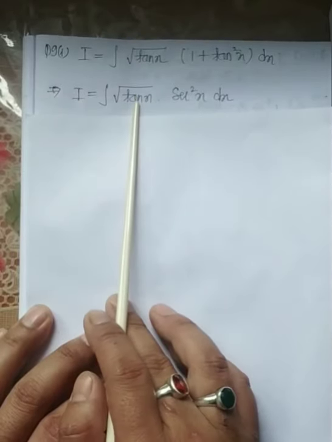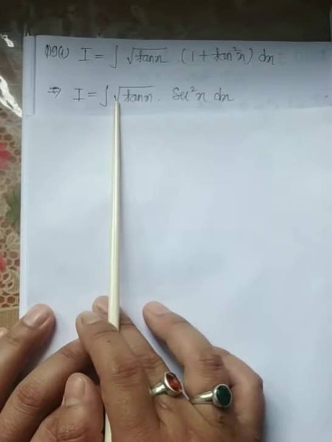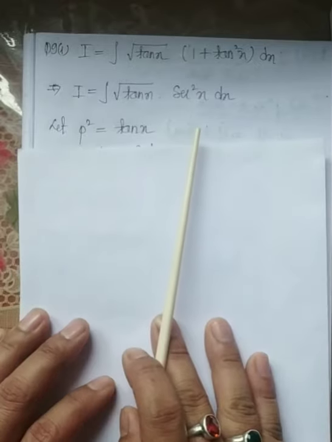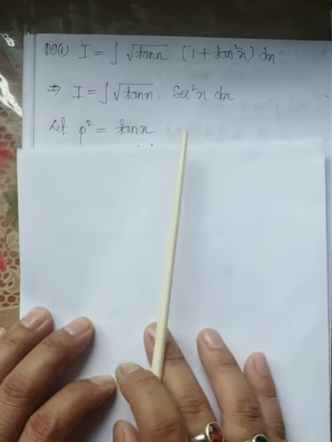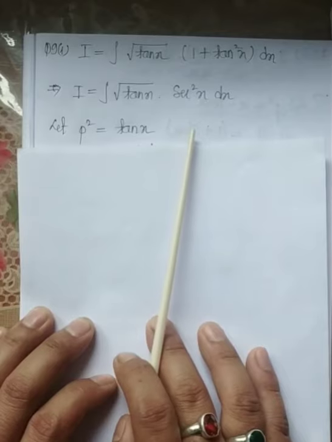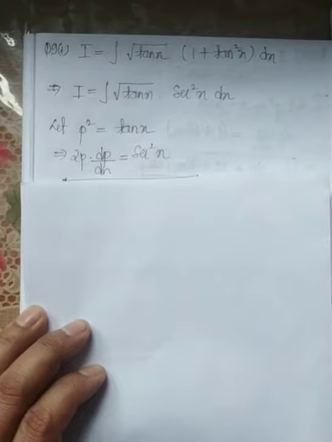Differentiation of tan x is sec square x. It is inside the square root. What to do? So put it as p square. So let p square equal to tan x. The same things again. Differentiate. You'll get 2p into dp by dx equals to sec square x. That is this. What you need now from here.